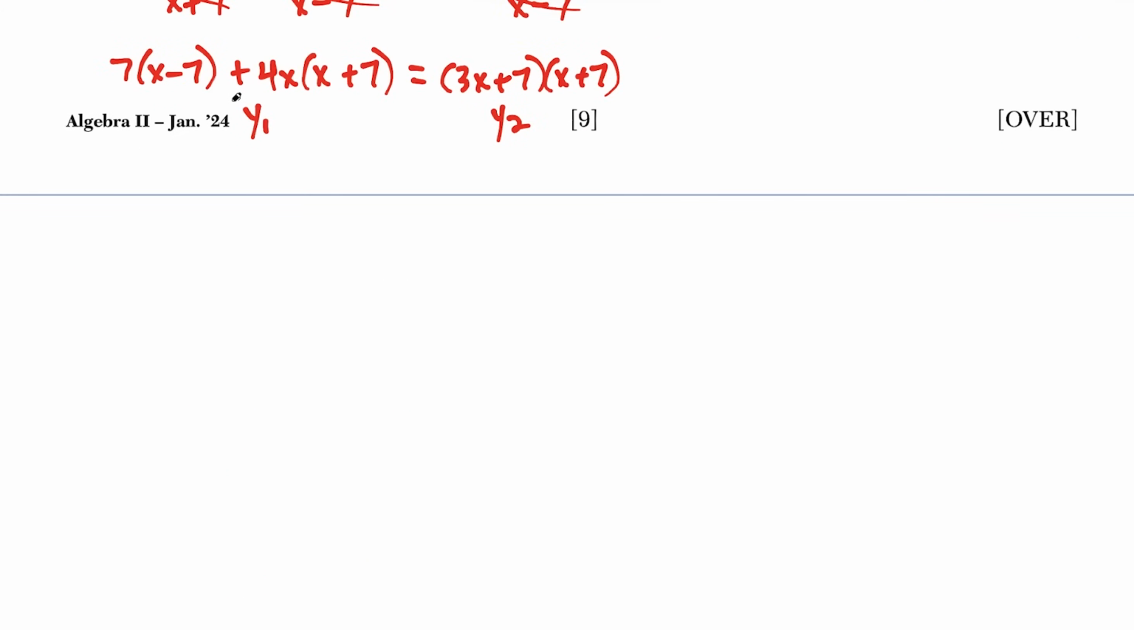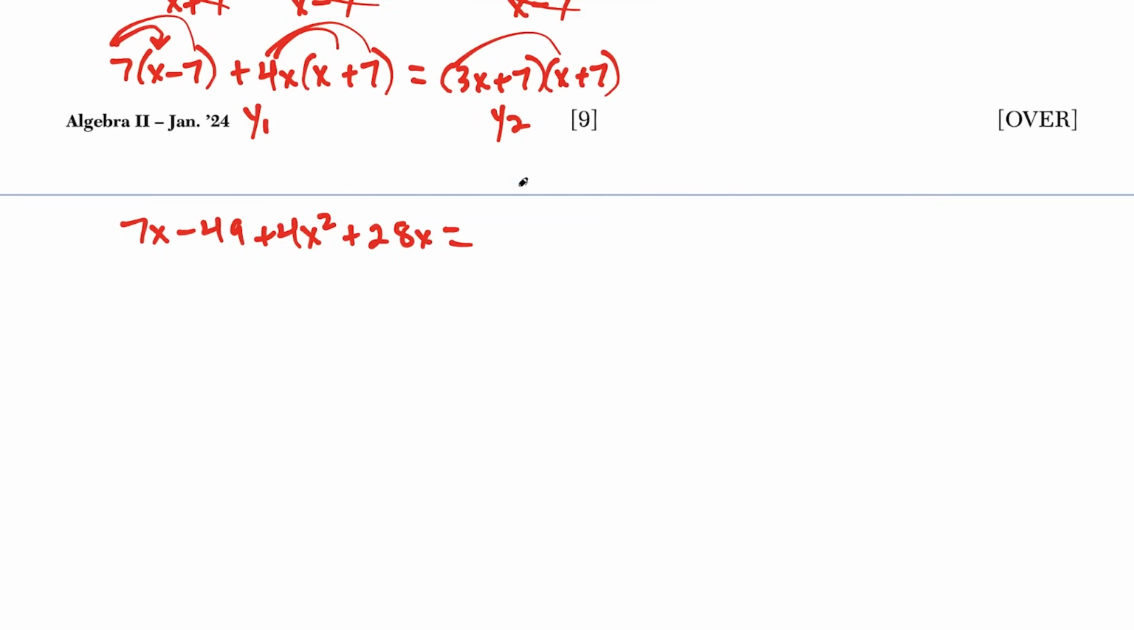Now, one extra thing before we move on, I'm just going to expand this and solve this algebraically. So here I would have 7 times x is 7x, 7 times -7 is -49, and then I would have 4x times x is 4x squared, and then 4x times 7 would give us 28x. And now this is equal to, I expand these two, so I'm doing 3x times x is 3x squared, 3x times 7 is 21x, and then I distribute the 7. I have 7 times x is 7x, and then 7 times 7 is 49.